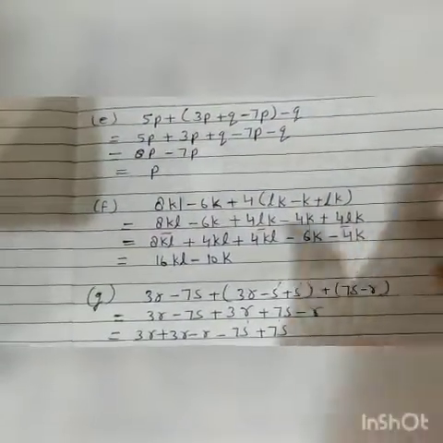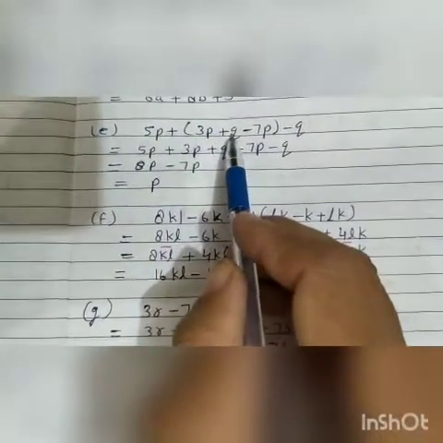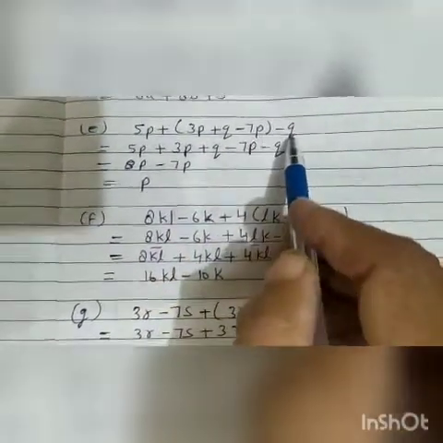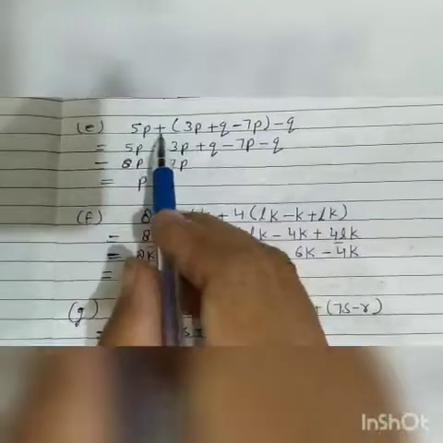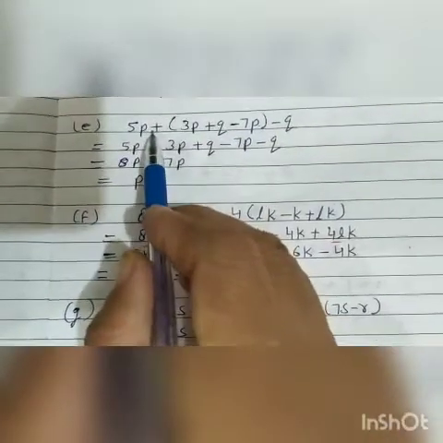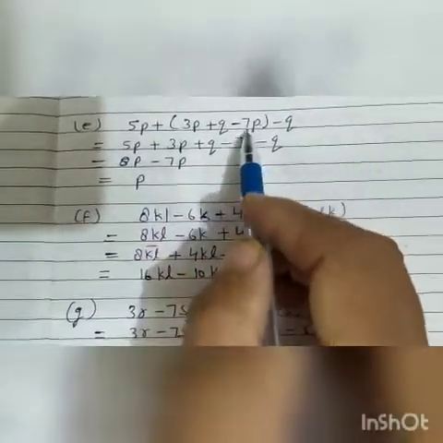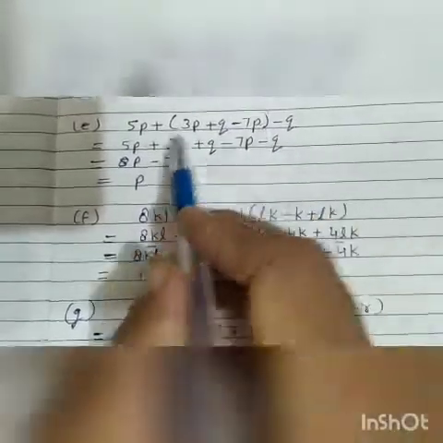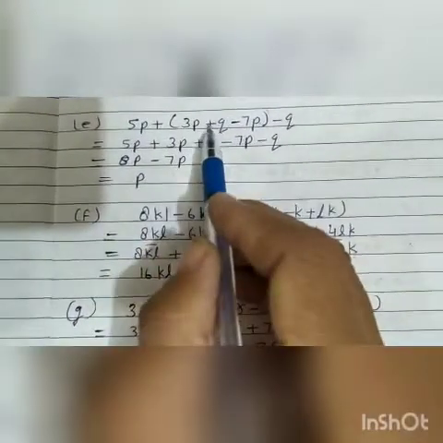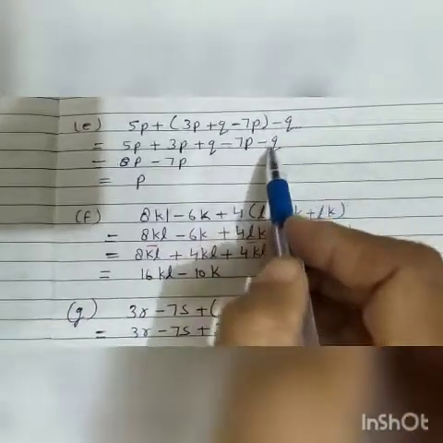Next part, E. 5p plus 3p plus q minus 7p minus q. Now this 5p plus, open this bracket. Out of this bracket there is plus sign. So no change in the sign. It will be written as it is, as it is written in the bracket. So plus 3p plus q minus 7p minus q.